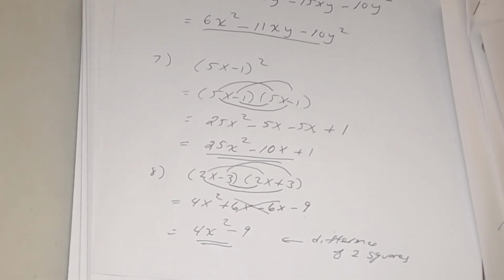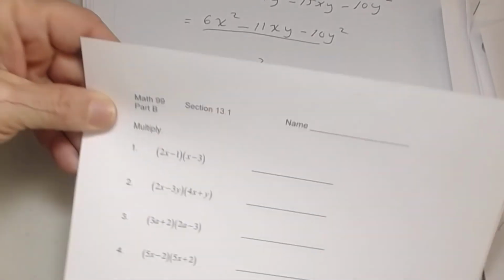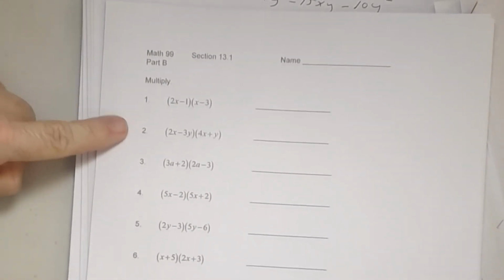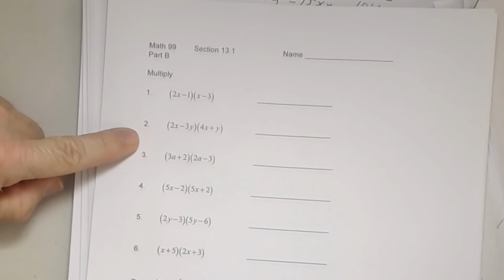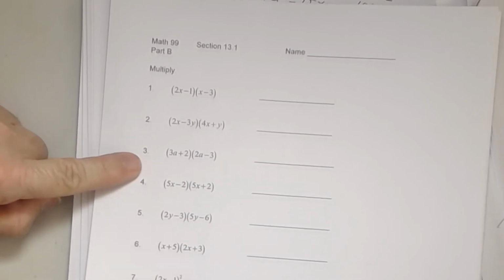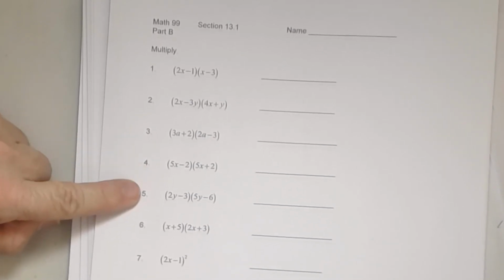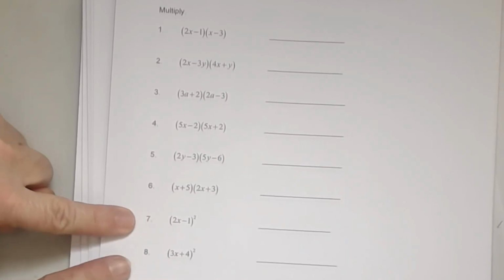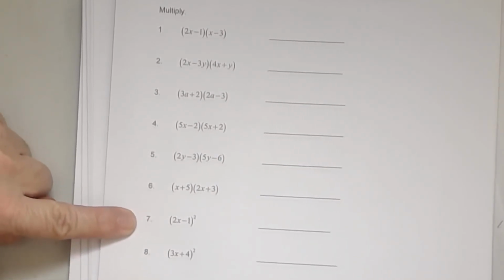Okay, so in terms of this worksheet, this is what you're going to see. So make sure you can do this. You can do number 1. You can do number 2, the two variables. You can do number 3, number 4, 5, 6, 7, 8, and 9, and 10. You're going to write as two binomials first, and then use FOIL.